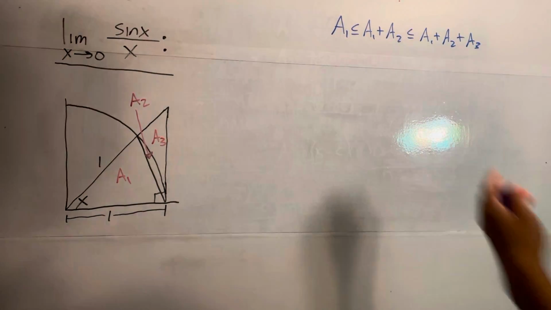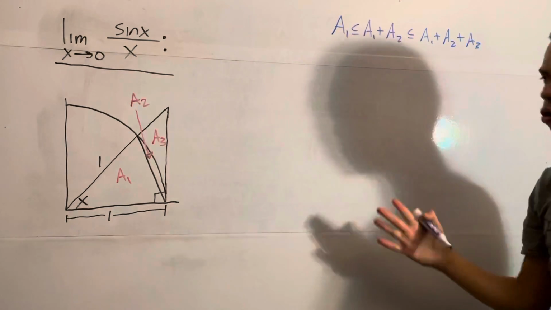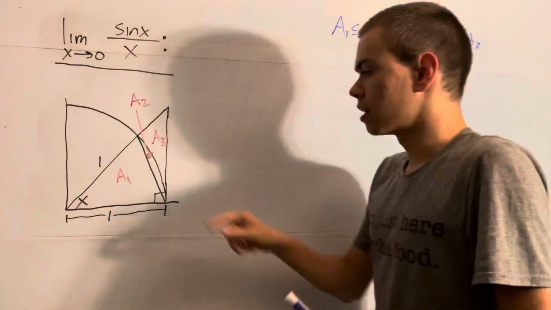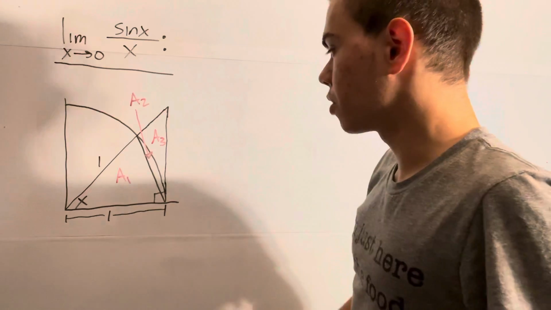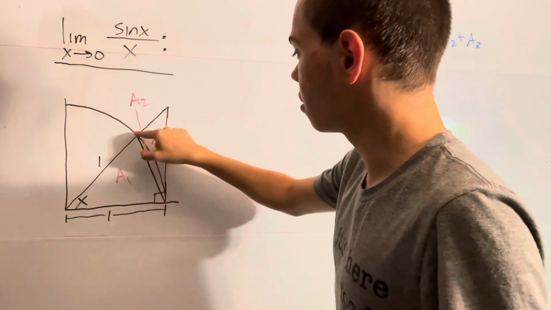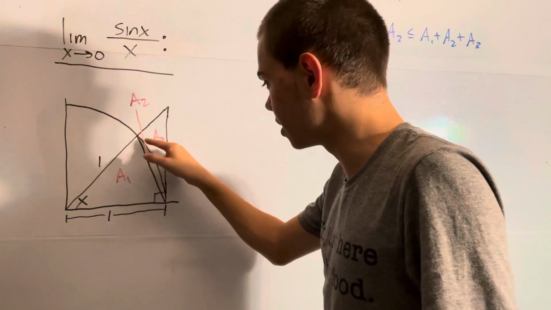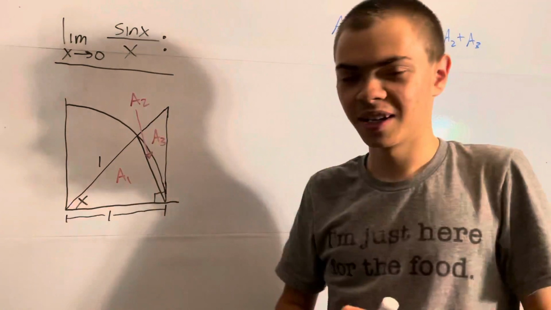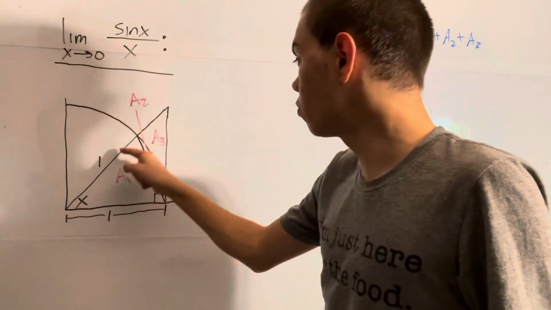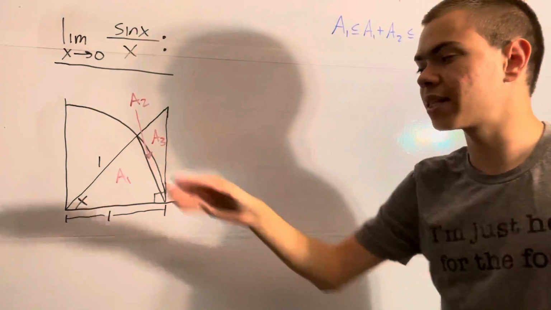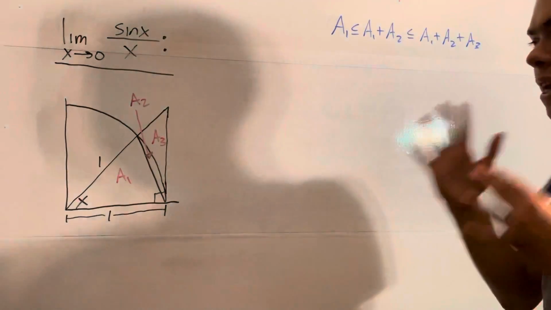And it turns out that this is always true no matter what x is. A1, this triangle, is always less than or equal to A1 plus A2, this sector right here, which is always less than or equal to A1 plus A2 plus A3, this large triangle. That's always true no matter what x is. And that's an important idea for the squeeze theorem.